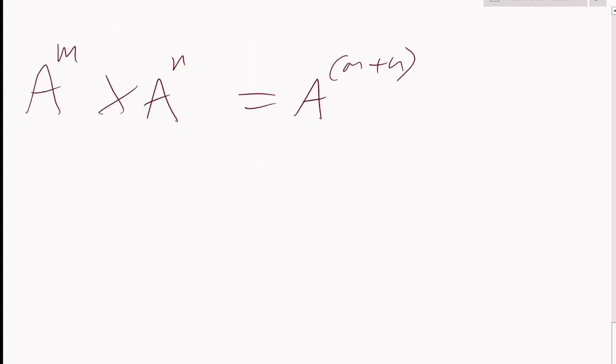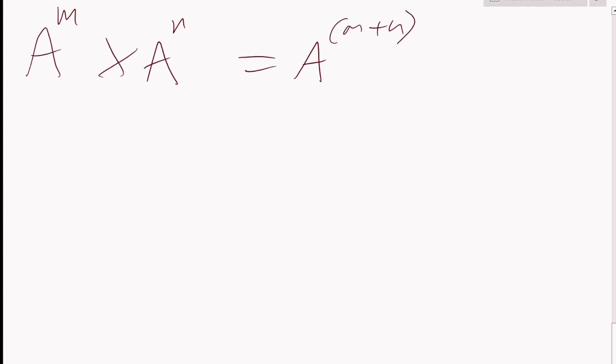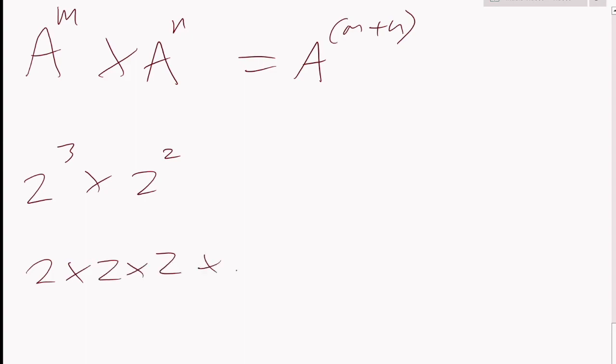And let's show why. So if we take 2 cubed times 2 squared, well, what is 2 cubed? We know that 2 cubed is just 2 times 2 times 2, and we know that 2 squared is just 2 times 2. And as we can see, we've got 5 2s all multiplied together, so that just equals 2 to the 5th, and 2 to the 5th is 2 to the 3 plus 2.